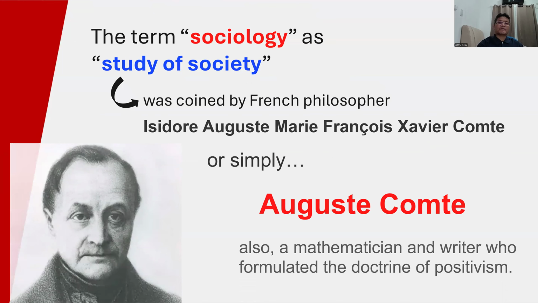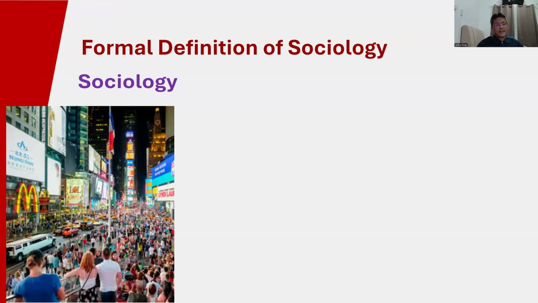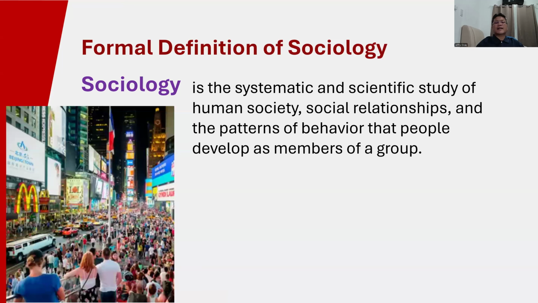Formally, however, sociology is defined as the systematic and scientific study of human society, social relationships, and the patterns of behavior that people develop as members of a group. In short, sociology is a social science that studies society and how people behave and relate with each other.